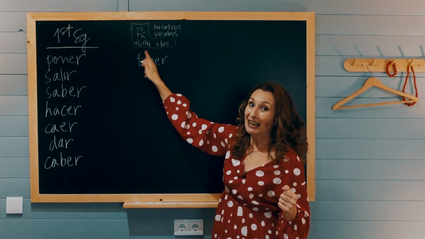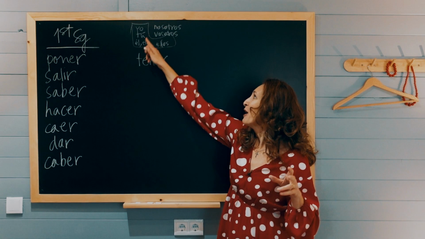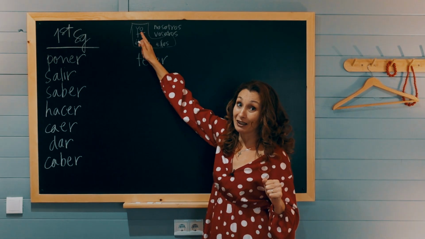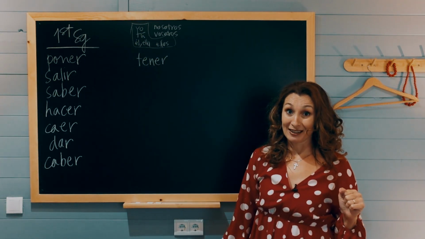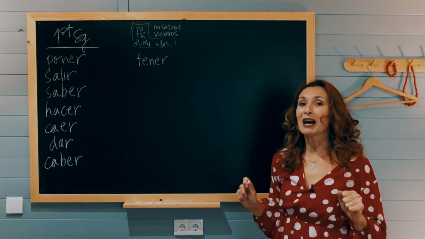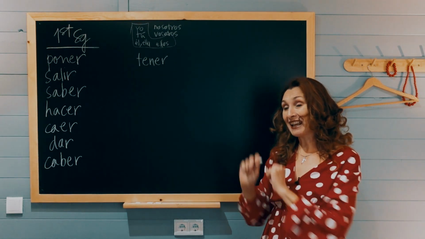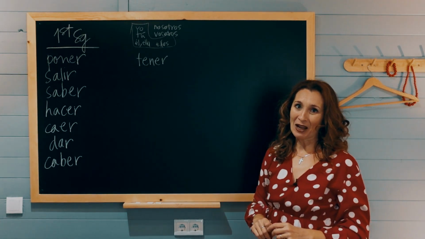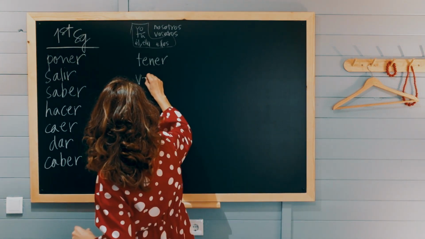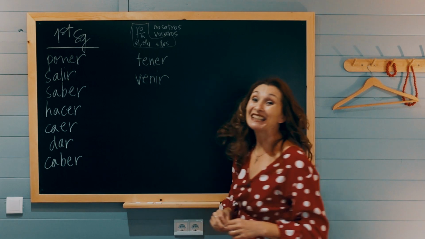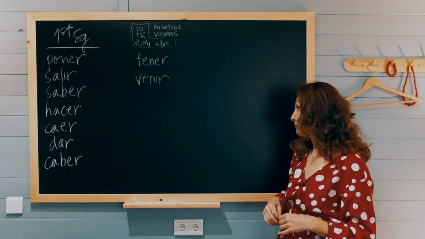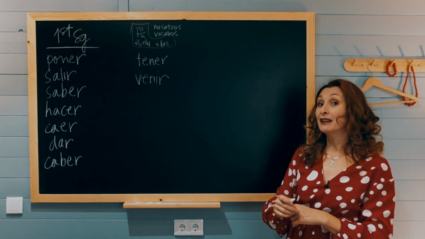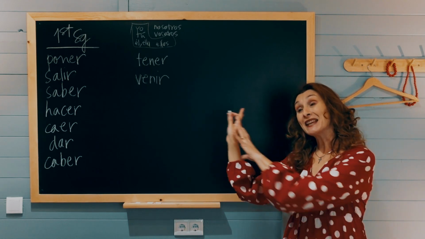So the irregularities inside the boot are not even the same for all of these persons. Yo had a different irregularity to the rest. Good. So, tener, one more time: tengo, tienes, tiene, tenemos, tenéis, tienen. Another one here is venir, to come or to arrive. And again, vengo, vienes, viene, venimos, venís, vienen.